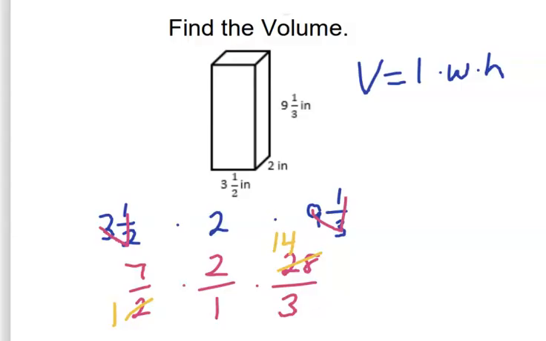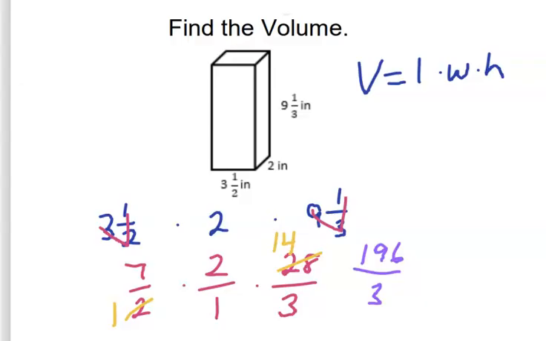Doesn't look like it. So across the top, we're going to do 7 times 2, which is 14. And then 14 times 14 is 196. So we have 196 on top. Then we have 1 times 1 times 3, which is 3 on the bottom.